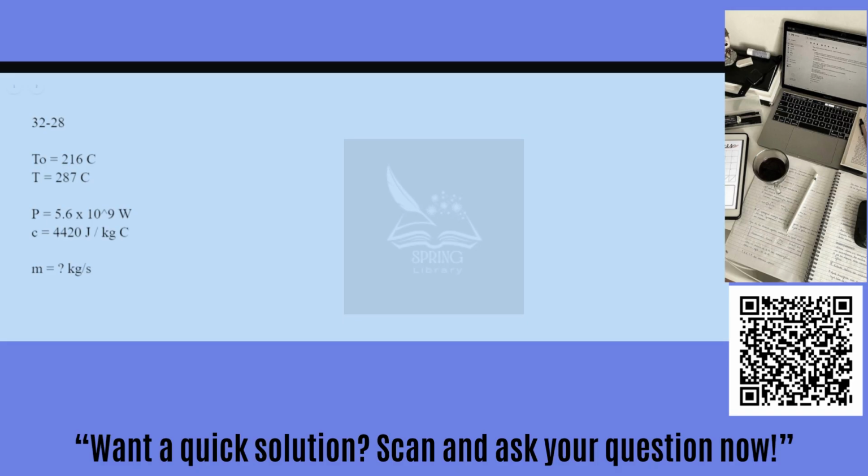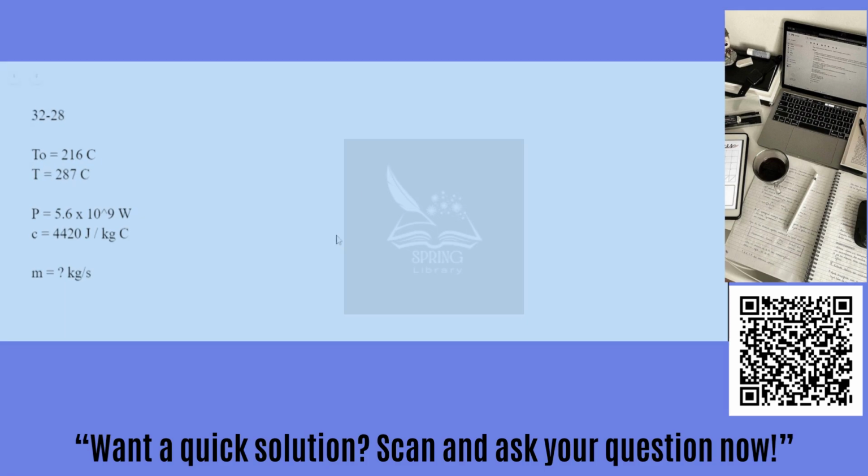Question 28 states that the water that cools a reactor core enters the reactor at 216 degrees Celsius and leaves at 87 degrees Celsius. The water is pressurized, so it does not turn into steam. So we don't need to think about any latent heat of vaporization or anything like that. The core is generating 5.6 times 10 to the 9 watts of power.